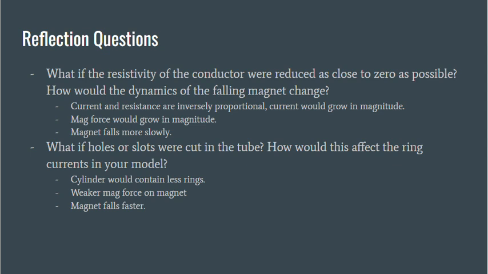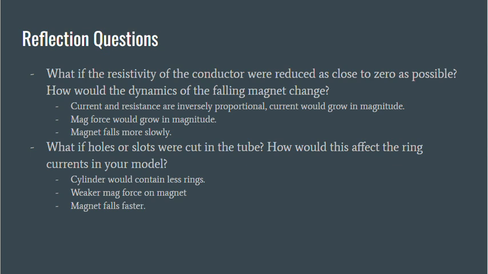As for the reflection questions, what if the resistivity of the conductor were reduced to as close to 0 as possible? How would this change the dynamics of the falling magnet? Well, current and resistance are inversely proportional, therefore current would grow in magnitude, and the magnetic force would grow in magnitude, and the magnet would then fall more slowly.